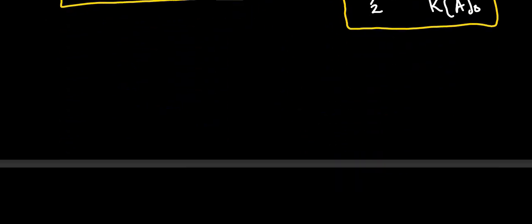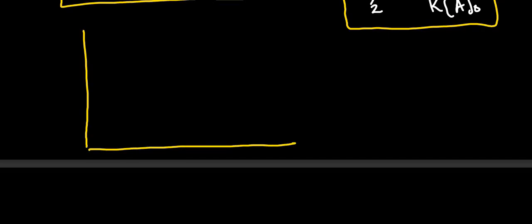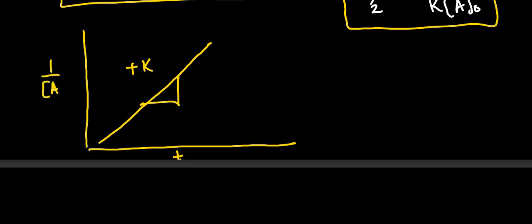And the graph for a second order is the only graph which has a positive slope. The gradient is positive because it's the only one that goes up. We plot time against 1 over the concentration. So this is what we do.